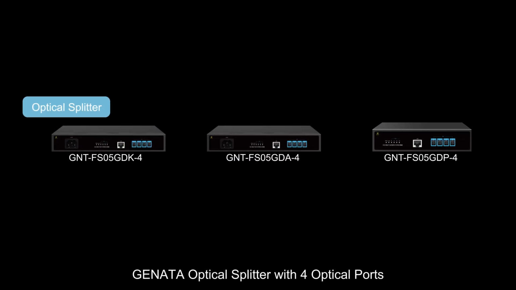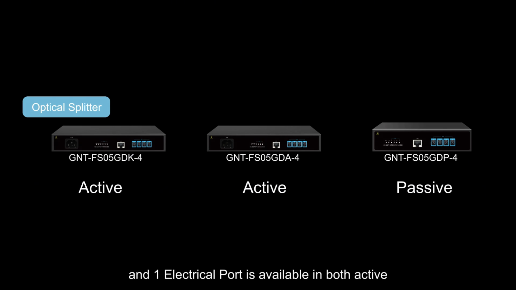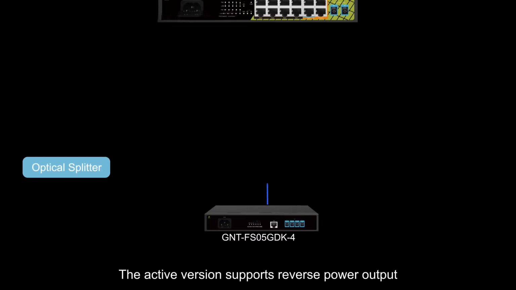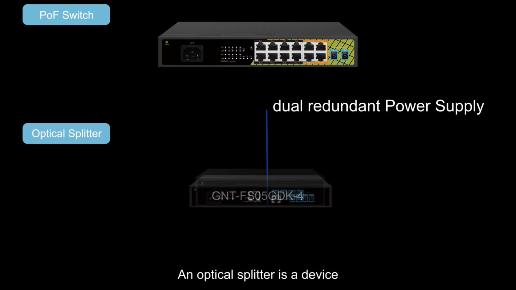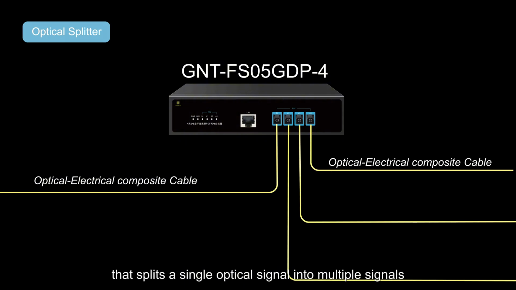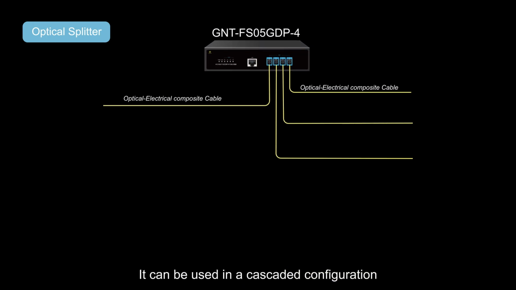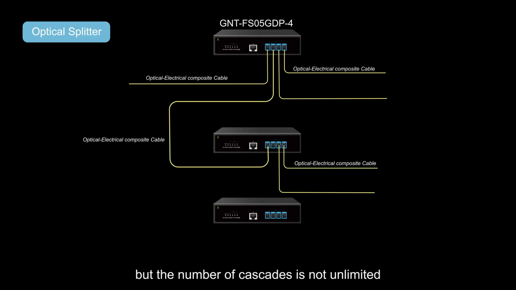GENATA optical splitter with 4 optical ports and 1 electrical port is available in both active and passive versions. The active version supports reverse power output to the PoF switch, enabling dual redundant power supply for enhanced reliability. An optical splitter is a device that splits a single optical signal into multiple signals. It can be used in a cascaded configuration, but the number of cascades is not unlimited.